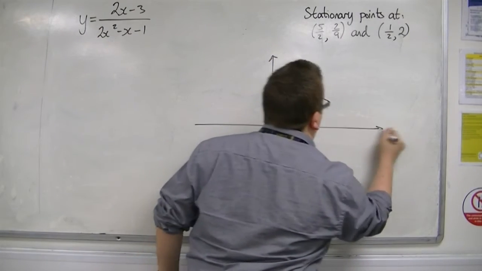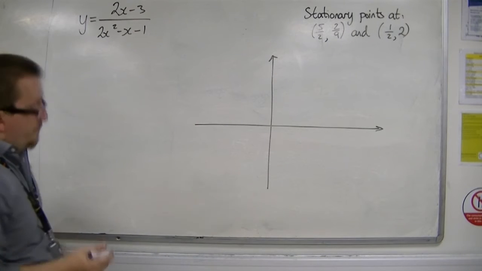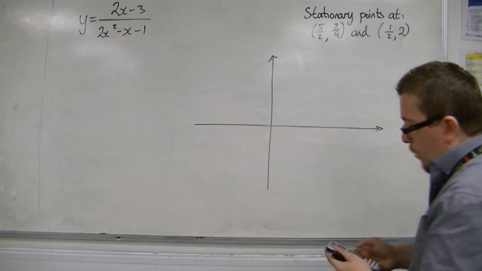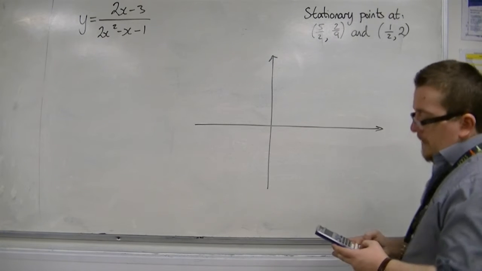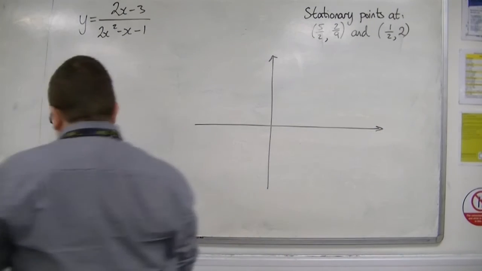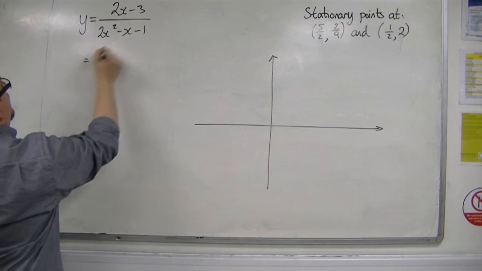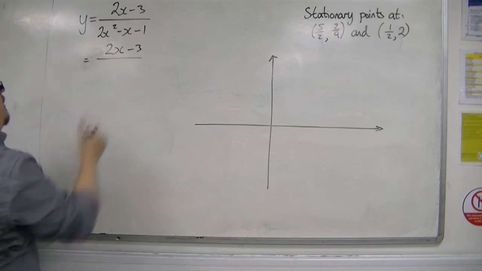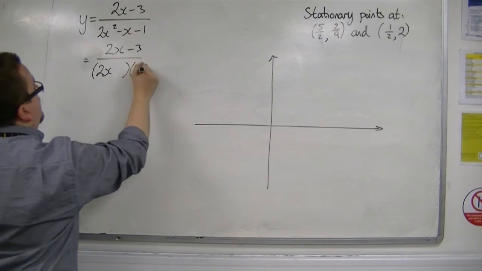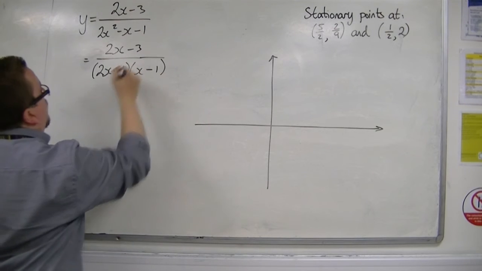So first thing we're going to look for are vertical asymptotes. So that's when the denominator is 0. So we want to solve 2x squared minus x minus 1 equals 0. You can do that either by factorising or by using the quadratic formula. 2x squared minus x minus 1 will factorise to (2x and x), and we're going to need a plus 1 and a minus 1 there.